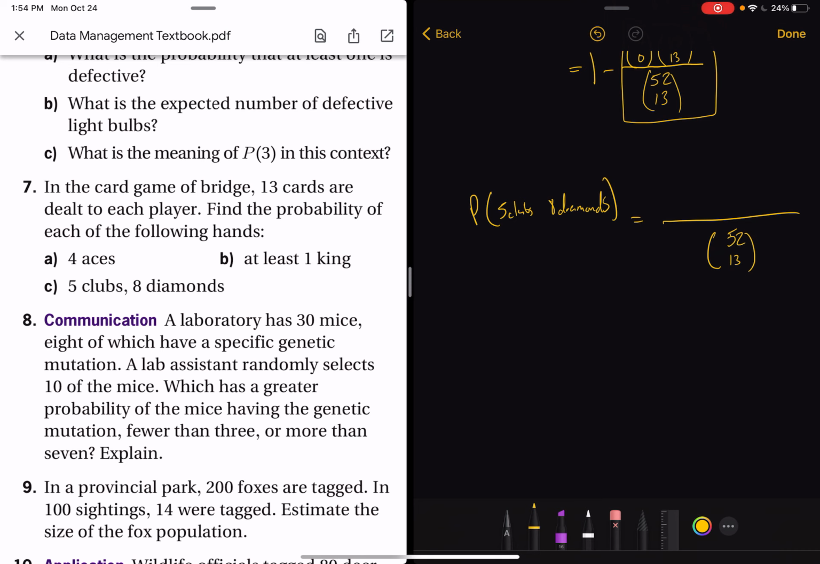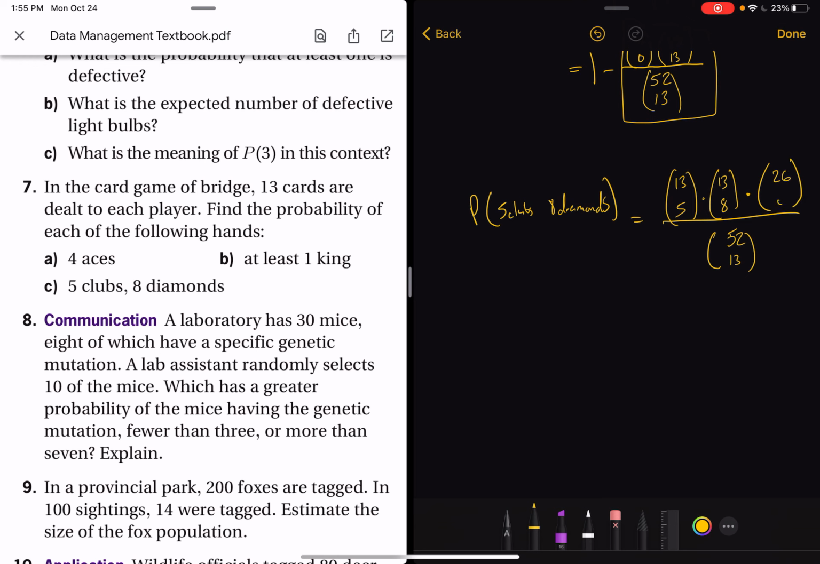Well, 5 clubs would be, there's 13 clubs. We're going to choose 5, multiplied by how many diamonds are there? Well, we're going to choose 8 of them, and there's 13 of those, right? And then I think we covered all successes, actually. We covered 13. But just to be thorough, how many are left?